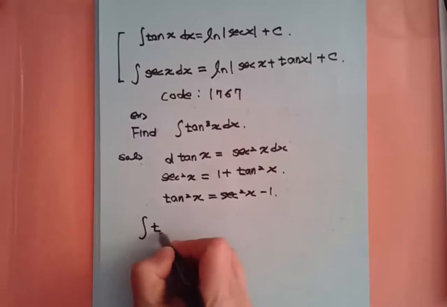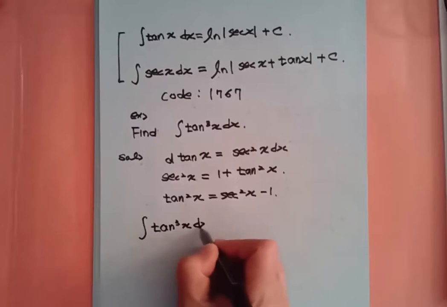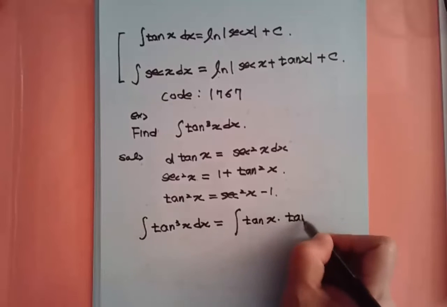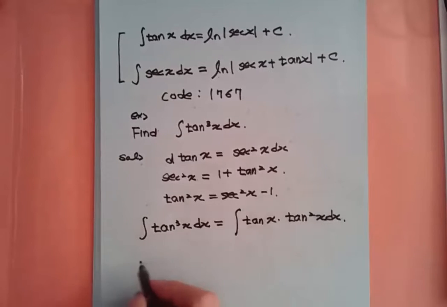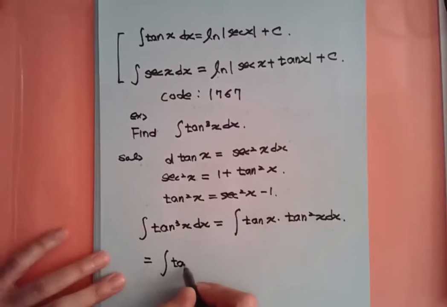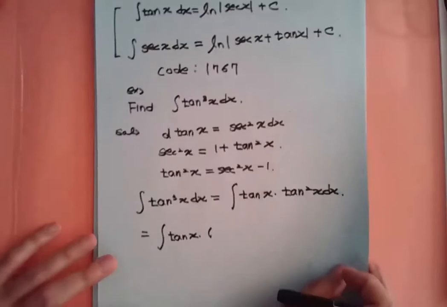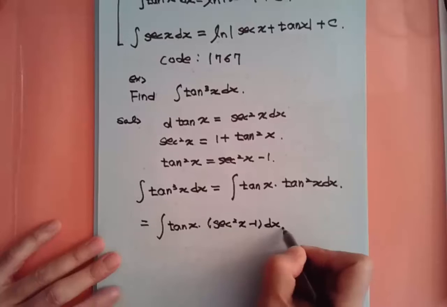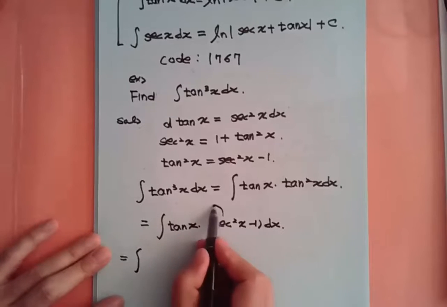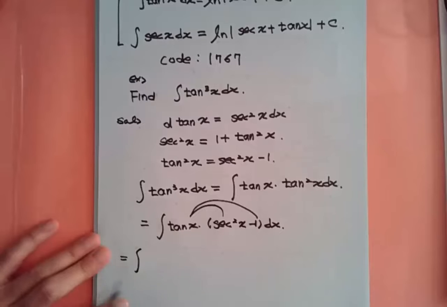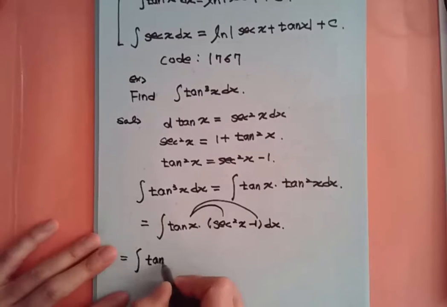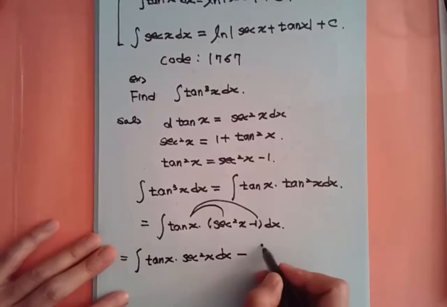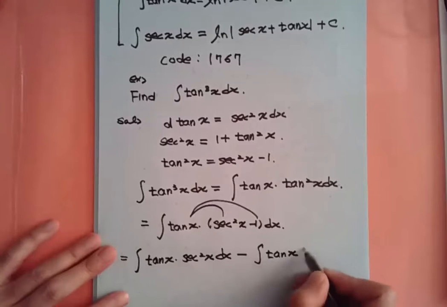So when we break tangent cubed of x dx into two parts, we can rewrite that as tangent of x times tangent squared of x dx. So that equals integration of tangent of x times secant squared minus 1 dx. So we do distribution. Then tangent of x times secant squared of x dx minus integration tangent of x dx.